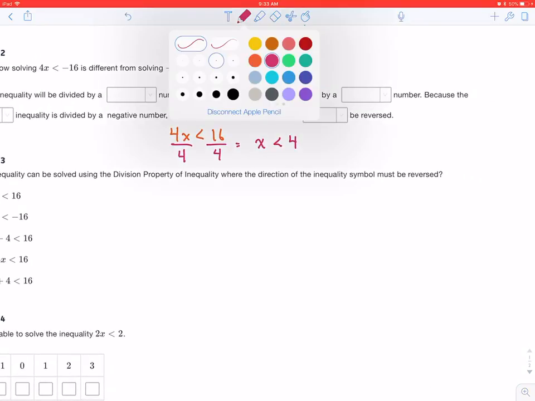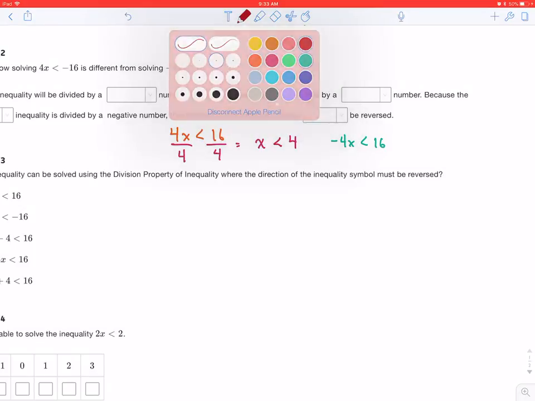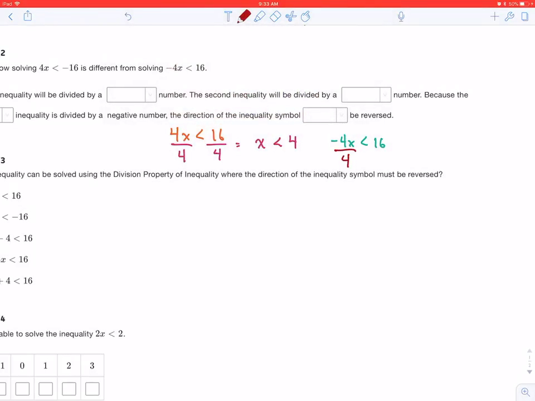But let's take a look at the other example. Negative 4x is less than 16. I'm not going to put just a 4 underneath it, because negative 4 divided by 4 is negative x, and I don't want to have a negative. I want to have a positive. So I'm going to divide by negative 4.